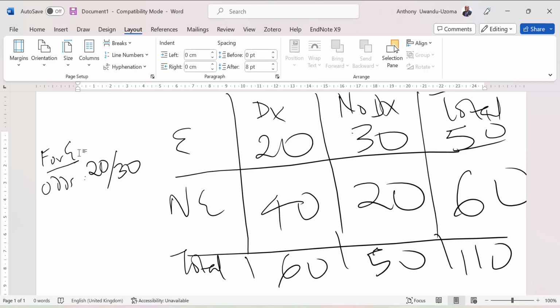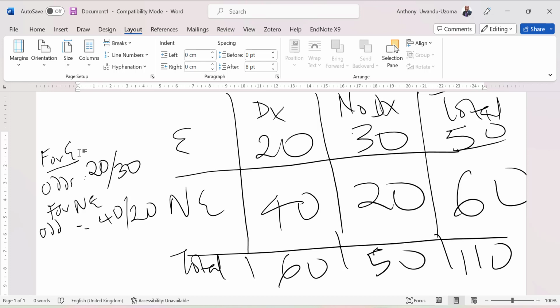Now, for the non-exposed group, what are the odds? The odds for the non-exposed is 40 over 20. All right, so that's the odds for the non-exposed. So I'm not using the total. It's very important for you to get it.